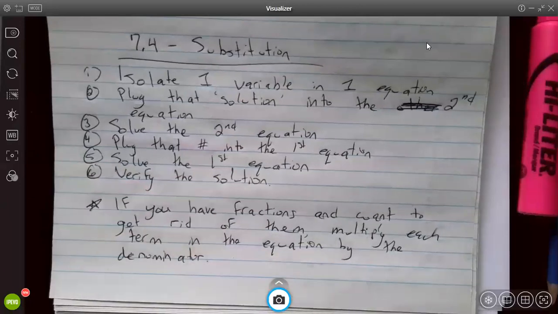If you happen to have fractions in one or both of your equations and you don't like working with fractions, you can get rid of them by multiplying each term in the equation by the denominator. So we'll run through two examples, one with no fractions and one with fractions.